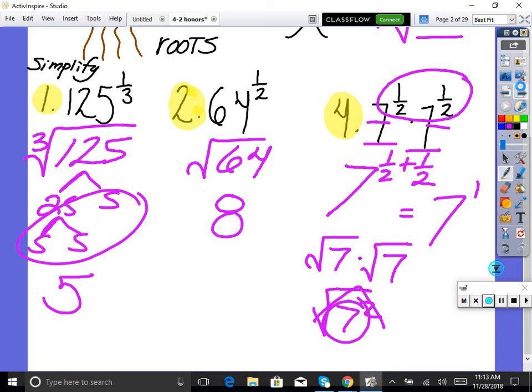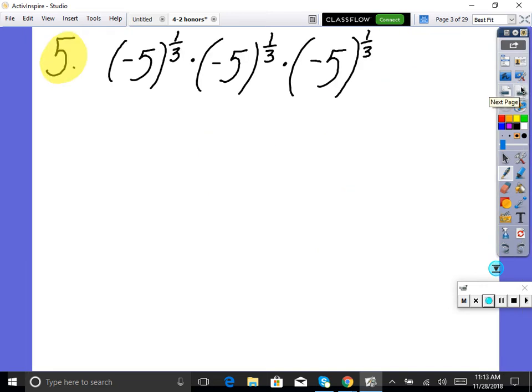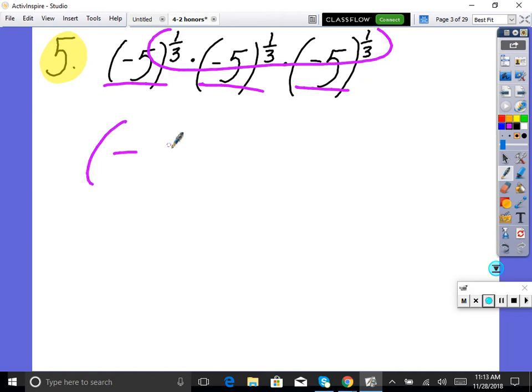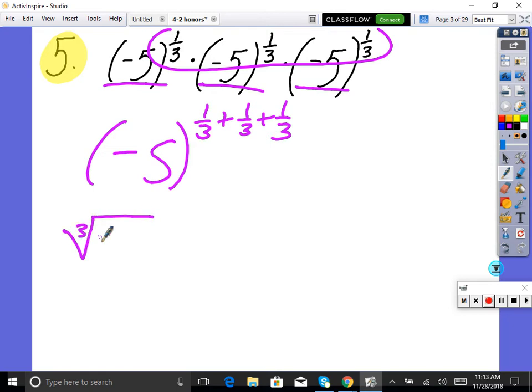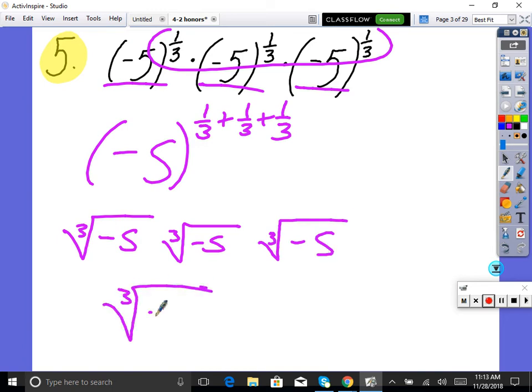Okay, look at problem number 5. There are two ways to do it. When you multiply the same base, you can add your exponents, agreed? So base negative 5 to the a third plus a third plus a third. That's one way of doing it. Or you could do, that's the same thing as the cube root of negative 5 times the cube root of negative 5 times the cube root of negative 5. Isn't that the cube root of negative 5 cubed? Yeah. So it would be negative 5. Well, that makes sense, because look, that's 3/3. Well, that becomes 1.